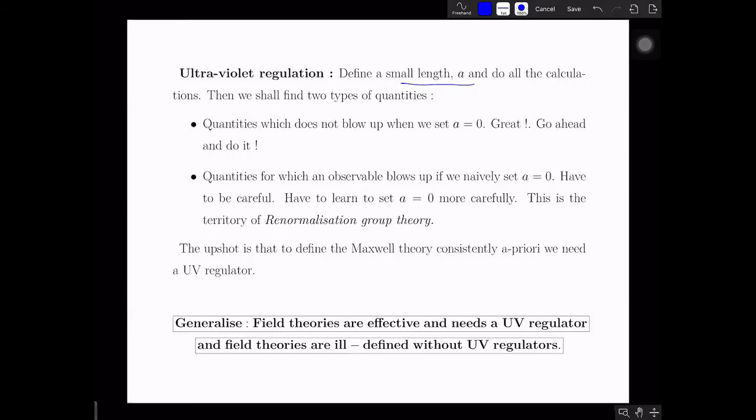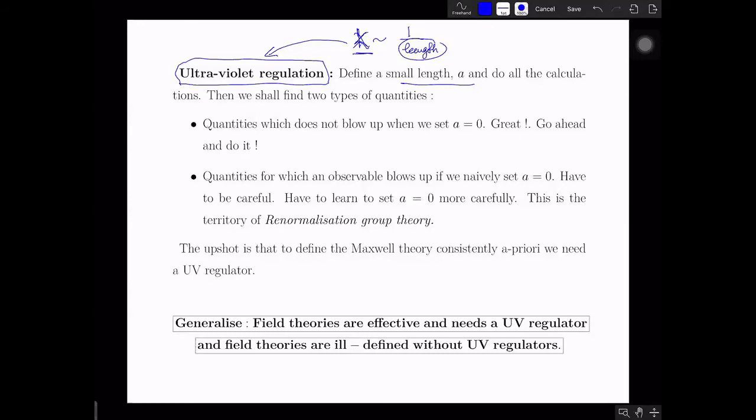Since I am introducing a small length scale, wavelength is proportional to 1 over length scale. This is the dimension. So small length would mean large wave number, and this is the reason why this is called ultraviolet.